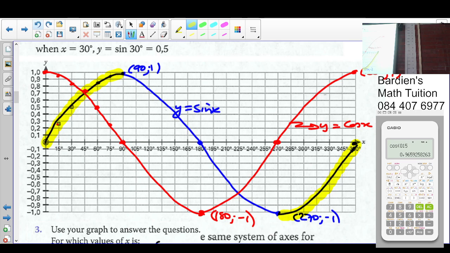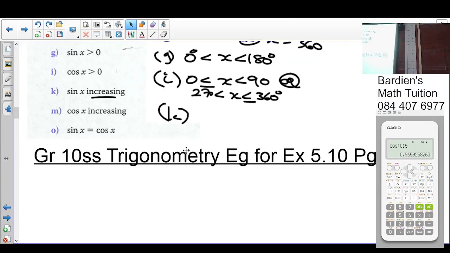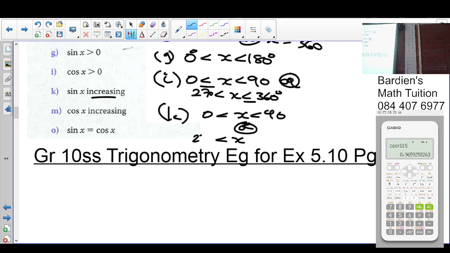So if you write this as an inequality, what do we say? X must be greater than 0, but less than 90. Or x must be more than, but less than. You guys understand? So it's from 0 to 90. So x is greater than 0 but less than 90. Or x is more than 270 but less than 360. That's K.